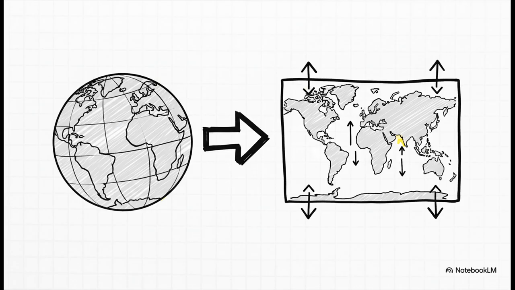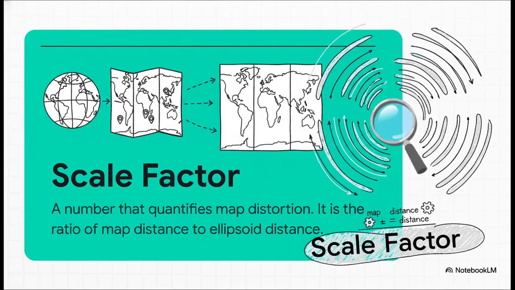And of course, surveyors have a super precise way to calculate this. They call it the scale factor. It's basically a number that tells you exactly how much distortion, either stretching or shrinking, is happening at any specific spot on your map, compared to the true distance on the ellipsoid.